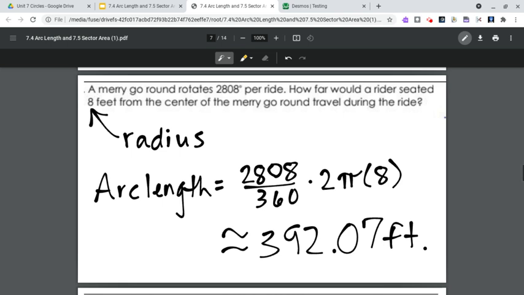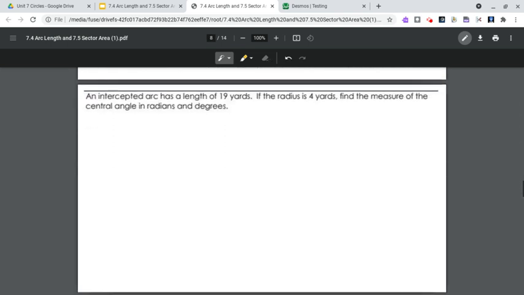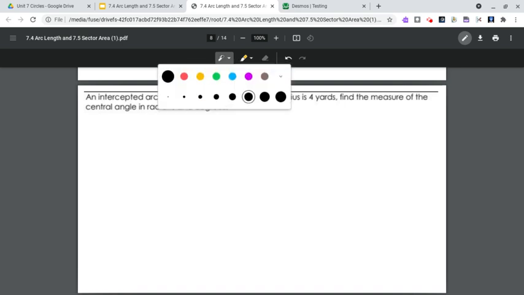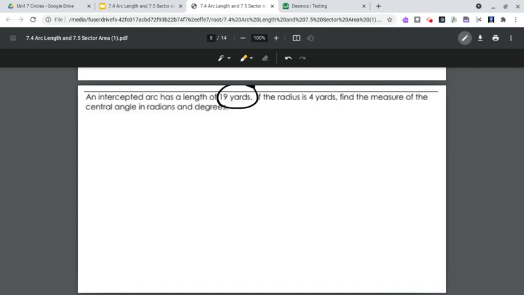Okay, let's keep going. I think this is two more. An intercepted arc has a length of 19 yards. If the radius is 4 yards, find the measure of the central angle in radians and degrees. Okay, so we are given again the arc length, which is 19. We are given the radius length, which is 4 yards.